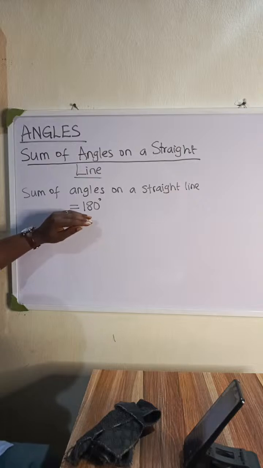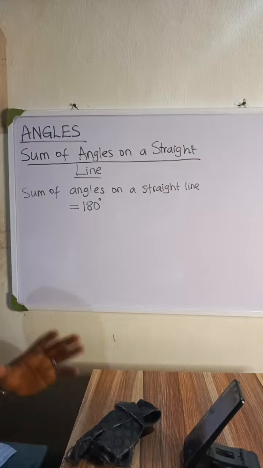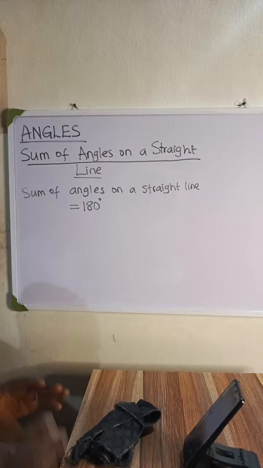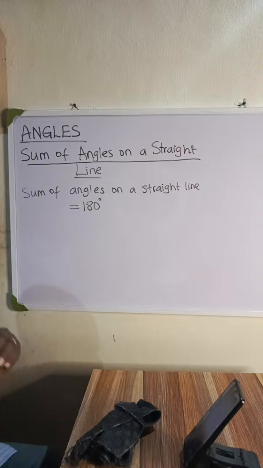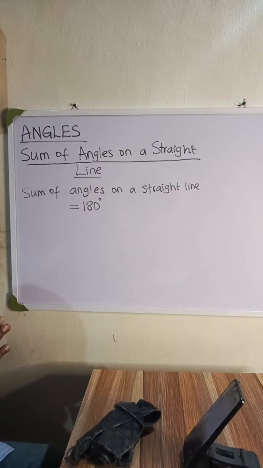So with this principle, you can find a missing angle when other angles are given. If you have a set of angles that are on a straight line and you're expected to calculate the missing angle, you can use this principle to find the missing angle. And we are going to look at that right now.